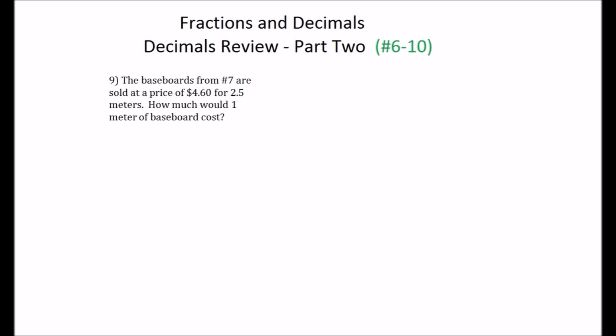Number 9 on your decimals review says the baseboards from number 7 are sold at a price of $4.60 for 2.5 meters. How much would 1 meter of baseboard cost? So here I notice a rate jumps out at me, $4.60 for 2.5 meters. Right there, that is a rate. Comparing the dollar amount, the money, to the length in meters.